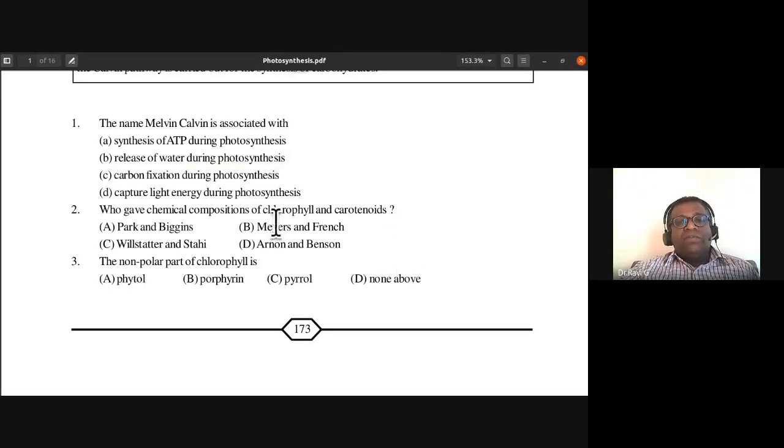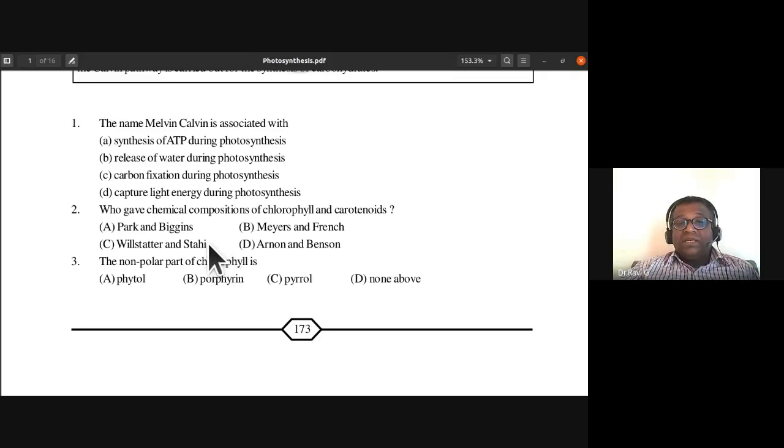So who gave the chemical composition of chlorophylls and carotenoids? Like what they are made up of? Who gave this chemical composition of chlorophyll and carotenoids? What is it composed of? Who gave that structure of this chemical composition?